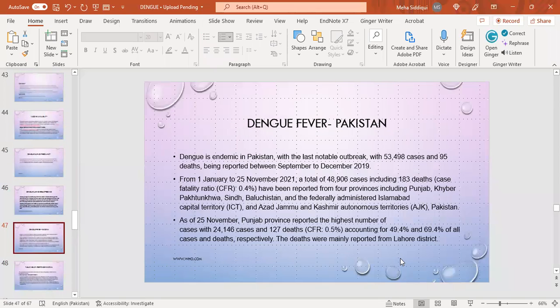Now, dengue fever in Pakistan. Dengue is endemic in Pakistan, with the last notable outbreak of 53,498 cases and 95 deaths reported between September and December 2019. From 1st January to 25 November 2021, a total of 48,906 cases, including 183 deaths, with a case fatality ratio of 0.4%, have been reported from 4 provinces. As of 25th November, Punjab province reported the highest number of cases with 24,146 cases and 127 deaths, accounting for 49.4% and 69.4% of all cases and deaths respectively. The deaths were mainly reported from Lahore district.